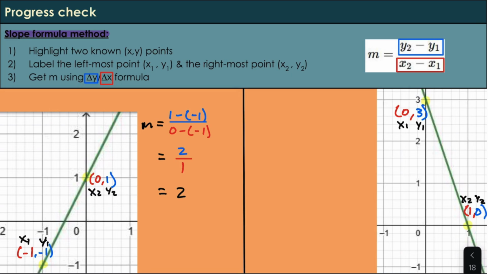Step 3, we use our slope formula. y2 is 0 minus y1, 3, over x2 is 1 minus 0. On top, we've got -3. On the bottom, we have +1. And -3 divided by +1 is -3.